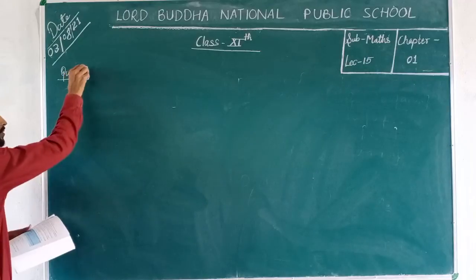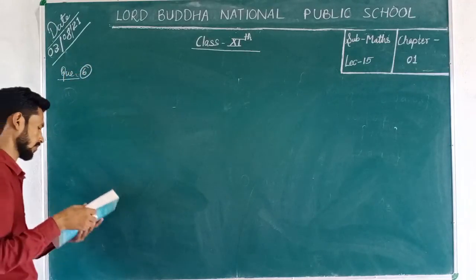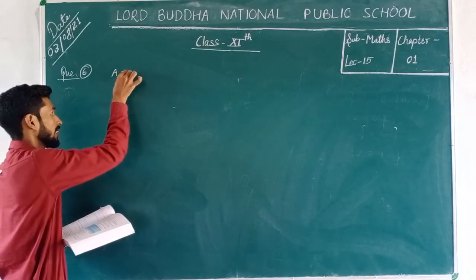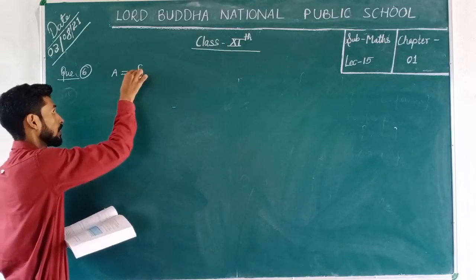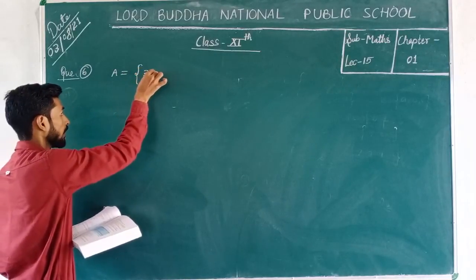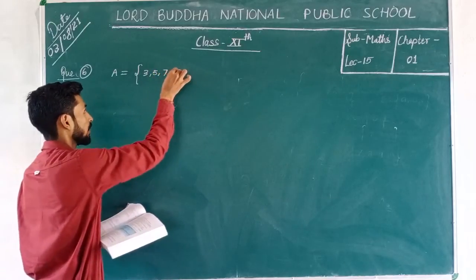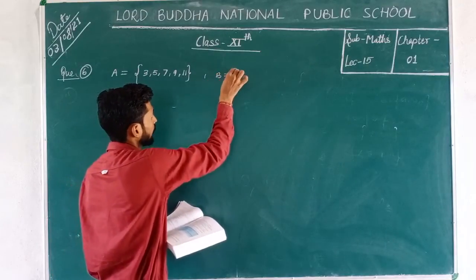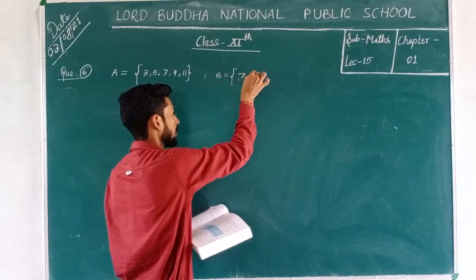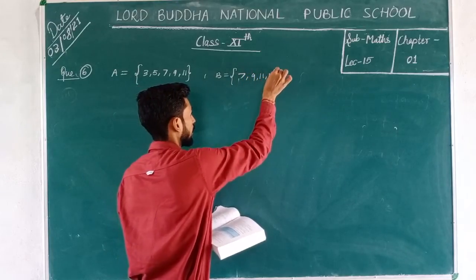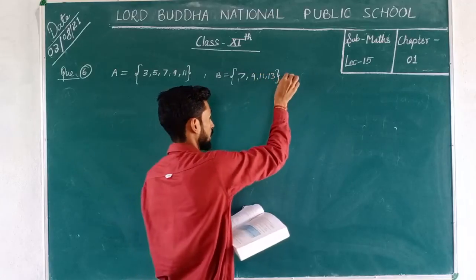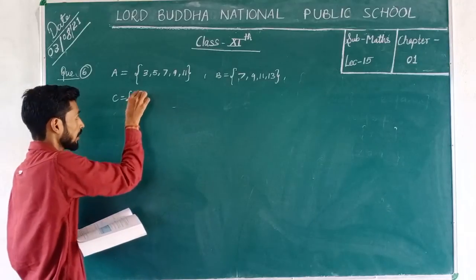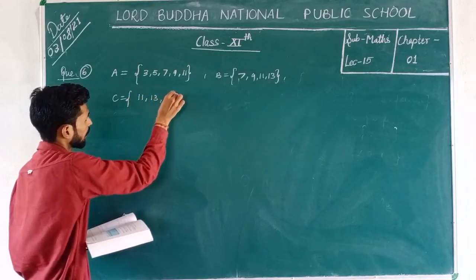In question number 6, some sets are given. A equals 3, 5, 7, 9, 11 are the elements of set A, and in set B, 7, 9, 11 and 13. And another set is C. In set C, 11, 13 and 15 are the elements.